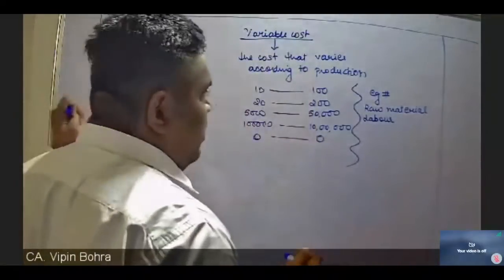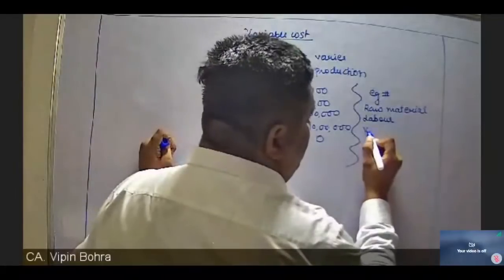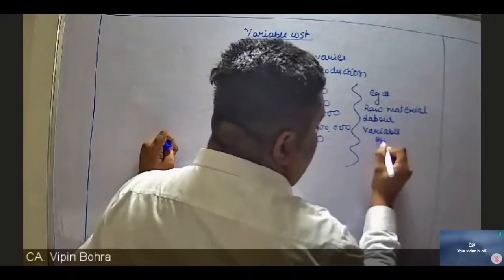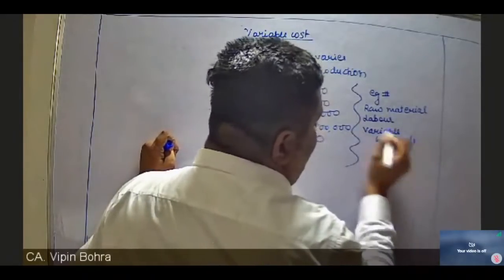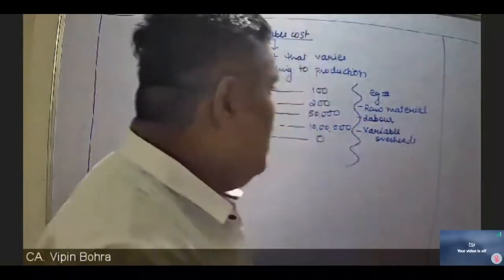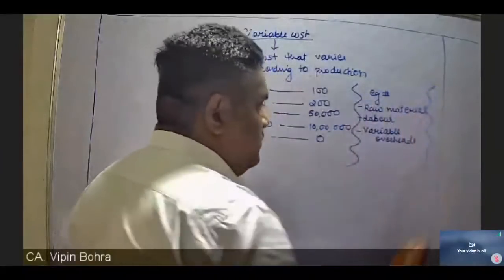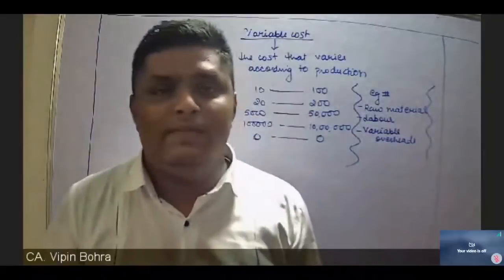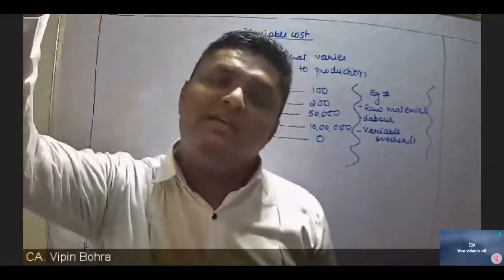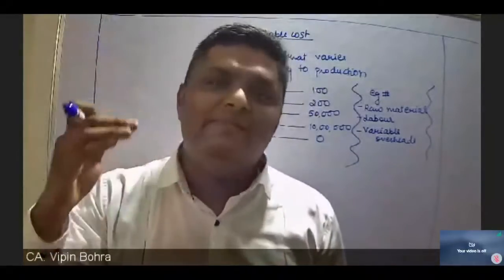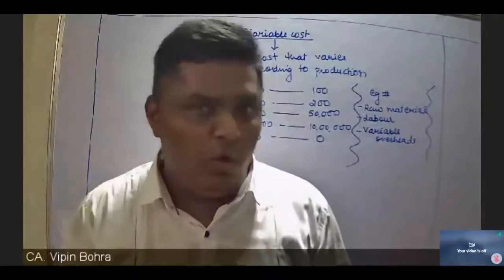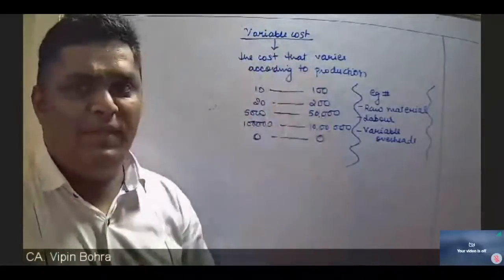Now, apart from material and labor, there are many expenses incurred known as overhead, of which all the variable overheads will form part of variable cost. Say power, coal, fuel. So all will form part of variable cost. So I repeat again, what is variable cost? The cost that varies according to production. As and when the production is increasing, the cost will also increase. As and when the production is decreasing, the cost will decrease proportionately. And if no production, no variable cost. I suggest you guys to please copy this part.